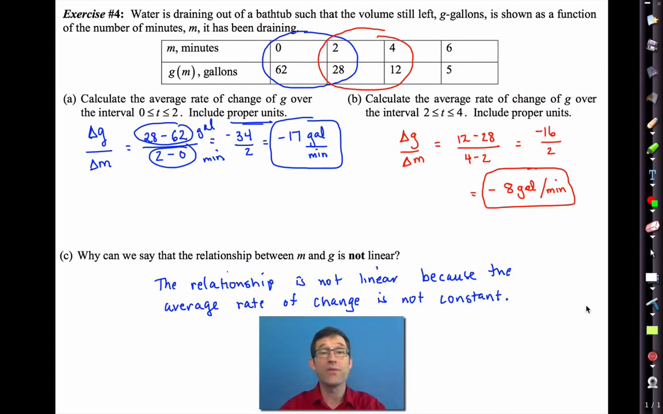It doesn't matter what 2 points you pick, we'll get the same. So if we had gotten negative 17 gallons per minute and another negative 17 gallons per minute, then we would say, look, the evidence supports that this is linear. All right? But since those two average rates of change aren't the same, this relationship cannot be linear. All right, it's a very important fact. So, pause the video now if you need to, and then we're going to clear out the text and finish up.